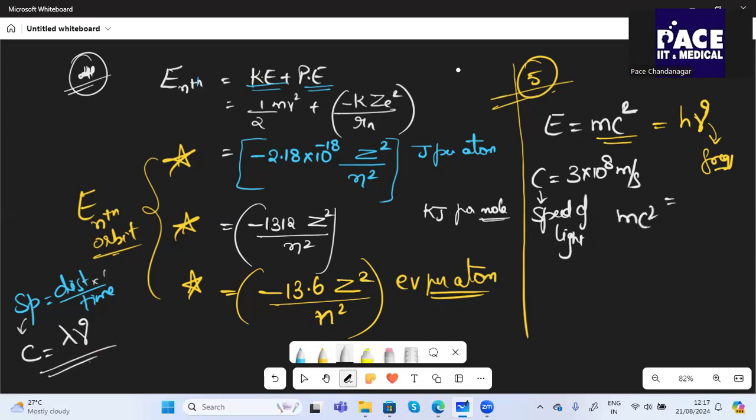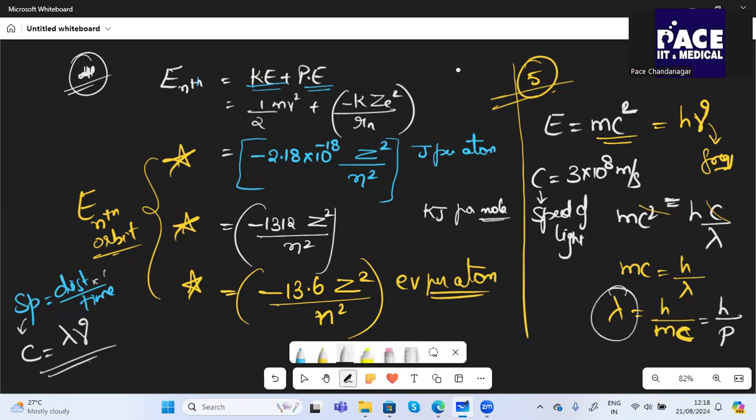This mc square is equal to h times nu. And nu is what? c by lambda. So E is equal to h nu, E equals hc by lambda, and if I go on cancelling, mc is equal to h by lambda, so lambda equals h by mc. Now, what is mc? M stands for the mass, c stands for the velocity, and mass into velocity is nothing but momentum. So lambda equals h by p is called de Broglie's wavelength.